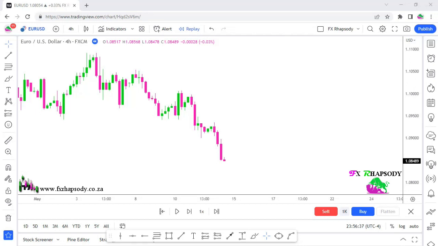Today we're doing analysis on two currency pairs. It's going to be the Euro USD and also the British pound USD.